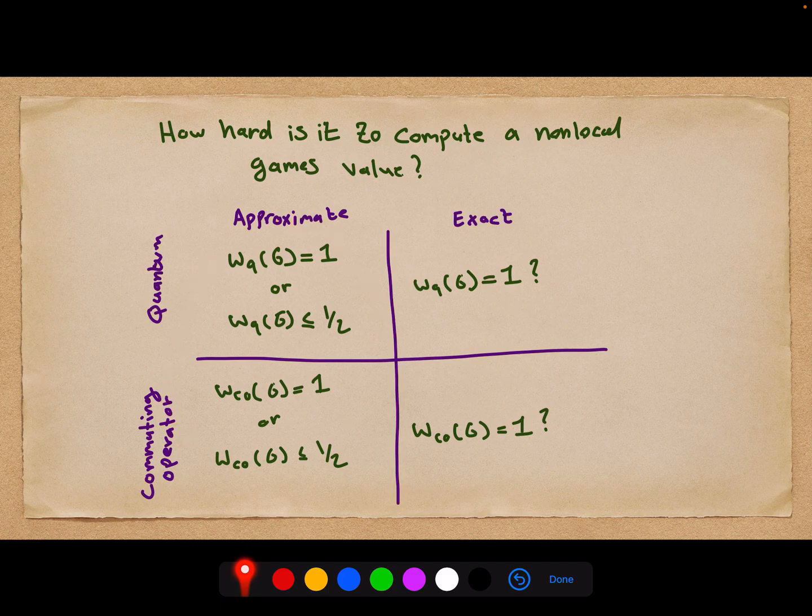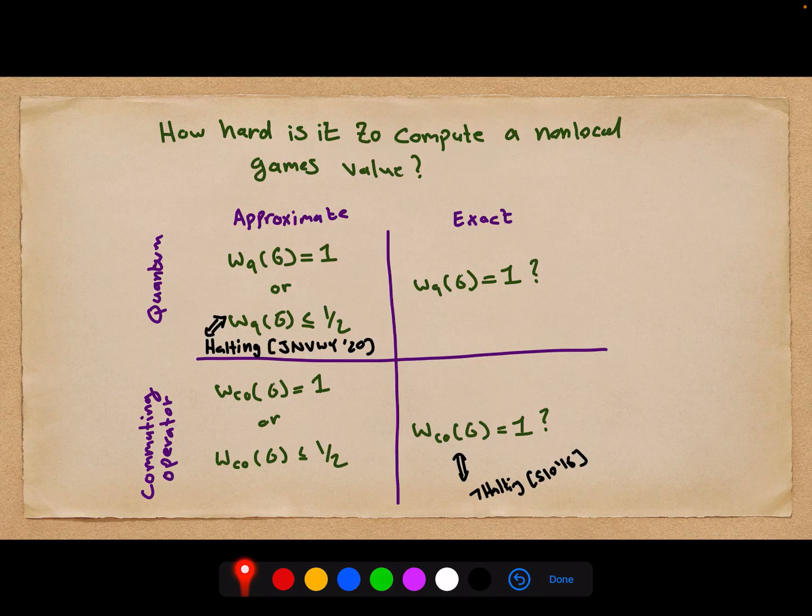The approximate version of this problem is the promise problem, where I'm given a non-local game that either has a quantum or commuting operator value of exactly 1, or at most a half, and I have to decide between these two situations. And the first of these was solved back in 2016 by William Slofstra, where he showed that the exact commuting operator value problem is equivalent to the non-halting problem, namely that the exact commuting operator problem is co-RE complete. Later, Ji, Natarajan, Vidick, Wright, and Yuen in 2020 showed that the approximate quantum problem is equivalent to the halting problem.